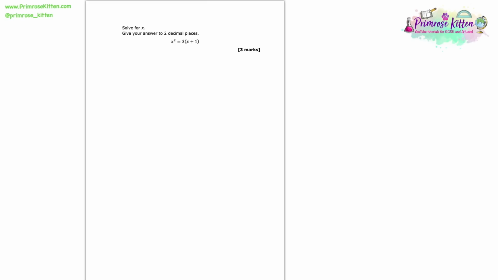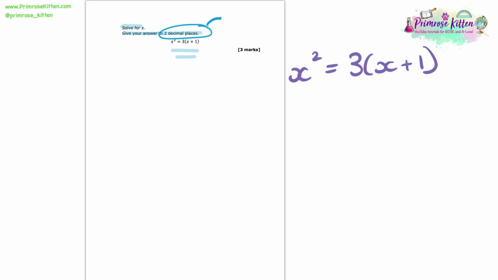Here we're asked to solve for x, this equation, giving our answer to 2 decimal places. So the equation is x squared equals 3 brackets x plus 1. Now here I can see a big hint as to how to do this: that we need to give our answer to 2 decimal places. When I first look at this question, I can see that there's some squared things. Maybe it's a quadratic equation. Maybe I can factorise it. But the fact that it says here to 2 decimal places tells me I can't factorise it. I'm going to have to use the quadratic formula.